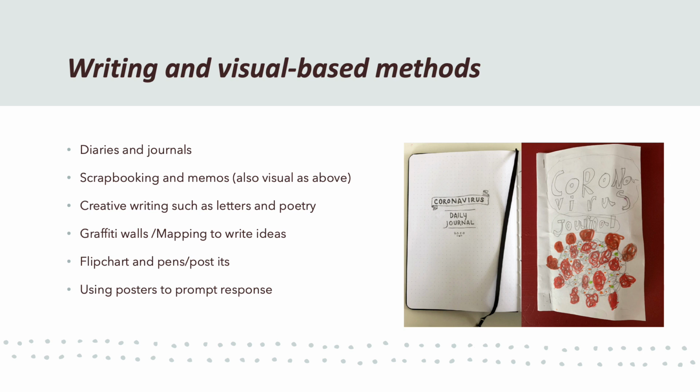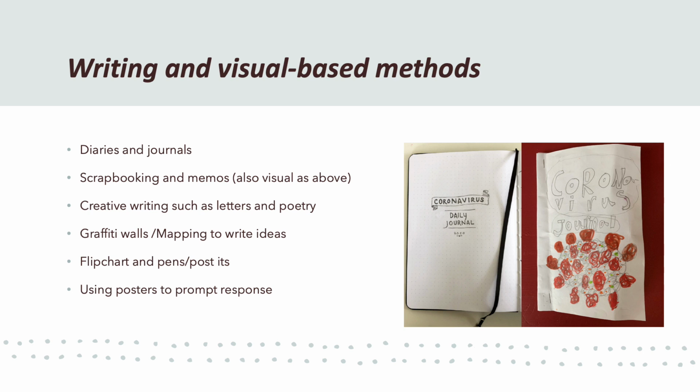So now we're going to look at a method that would include both writing and a combination of visuals. So it can include diaries and journals, scrapbooking and memos, creative writing such as letters and poetry, graffiti walls, flip charts and pens and post-its. So different types of writing activities where they can also incorporate visuals, or using posters to prompt different responses. So the researchers may provide these posters and have the participants talk about them, or they may have the participants engaging in making the posters, for an example.